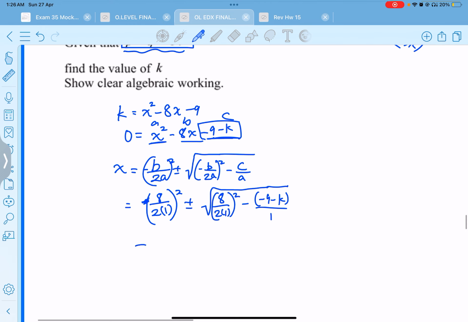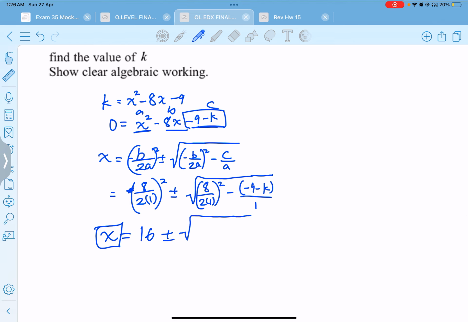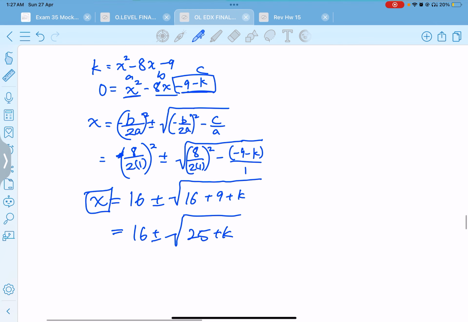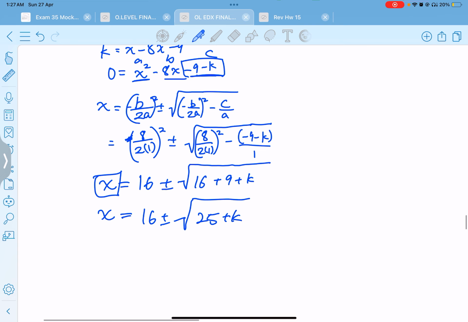So it's going to be 8 over 2, which is 4, to the power of 2, which is 16, plus or minus, all this is x, and then it's going to be also 16 minus, or plus 9 plus k. So it's equal to 16 plus or minus the root of 16 plus 9, which is 25 plus k. This is x, so this is the x.